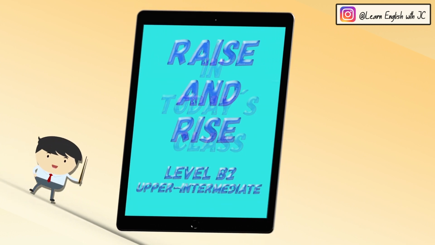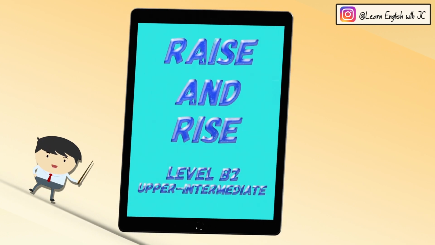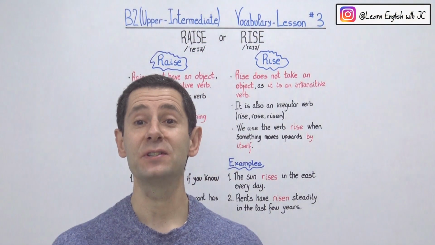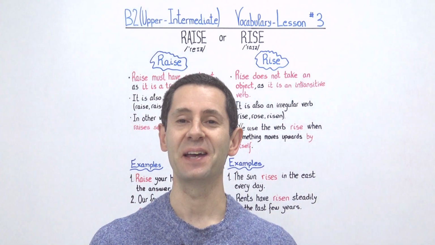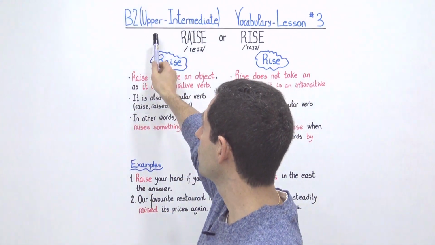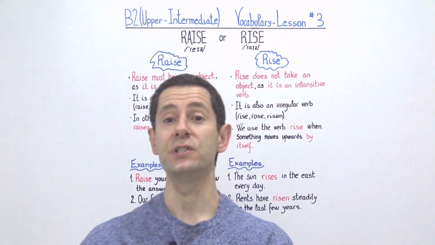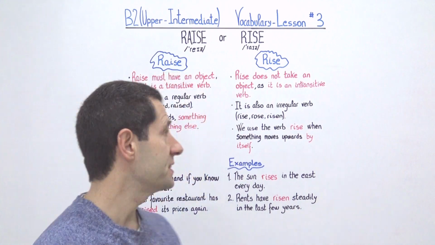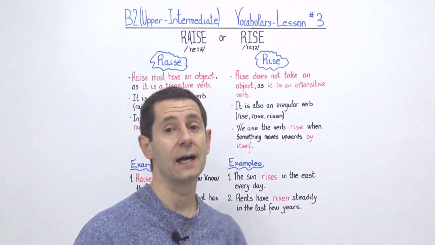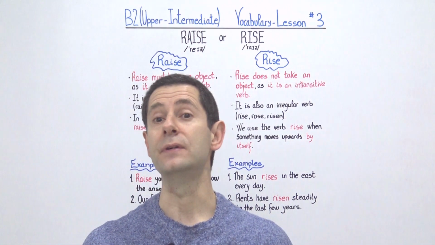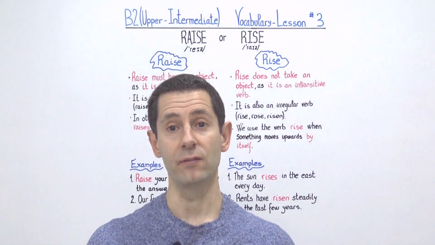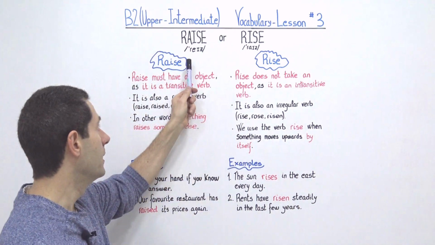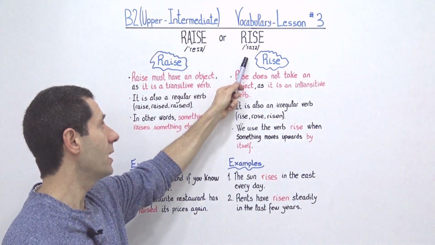In today's class, raise and rise, level B2 upper intermediate. Well, hello folks, and welcome to another video in our channel, Learn English with JC. That will be me. Now in today's video, we're going to concentrate on level B2, which is upper intermediate. The section is vocabulary, and the lesson is number 3. We are going to talk about two very controversial verbs, which are none other than raise and rise.